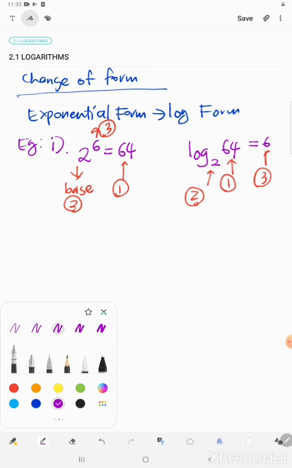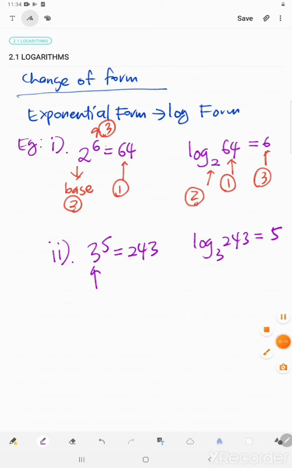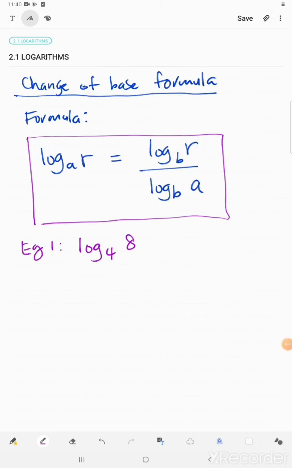Okay, now let's try. Let's say I have the second example. I have 3 power of 5 equal to 243. Remember the numbering. What I do is, first, log 243, and my base is now 3, is equal to 5. This is the 5th item.